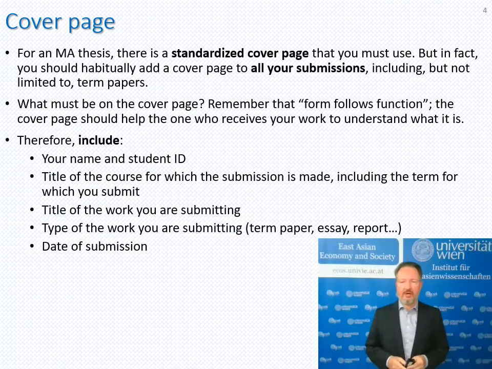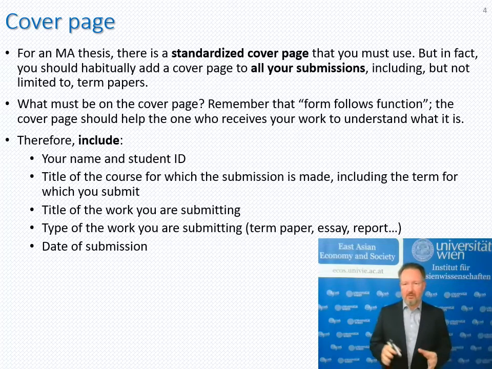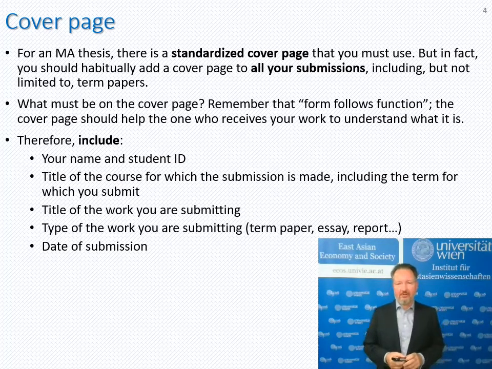Okay, so what do we have in terms of single issues here that I have outlined also on the grading form that I will show you on the final page? First of all, there's a cover page. Now, for a master's thesis at the University of Vienna, there is a standardized cover page that you must use, so there is no flexibility here and also no chance to really screw up, because actually your thesis will not be accepted if the cover page does not comply with the standards that have been set by the university.